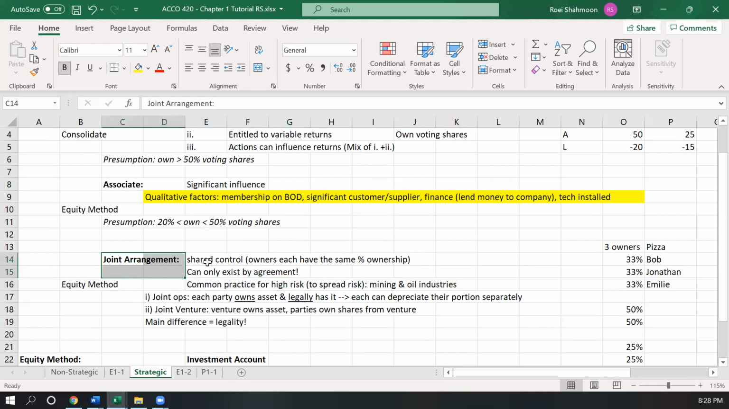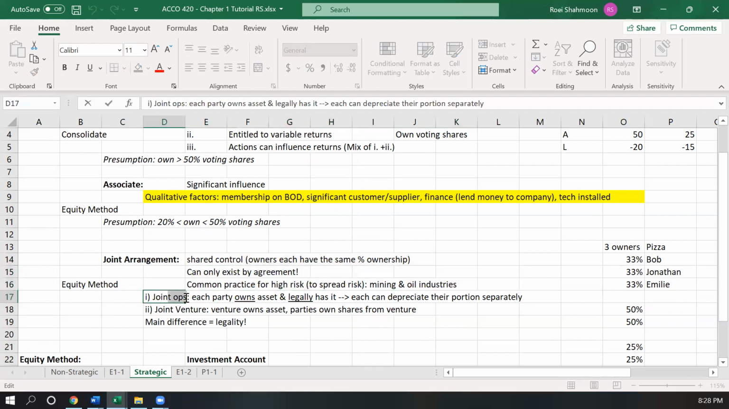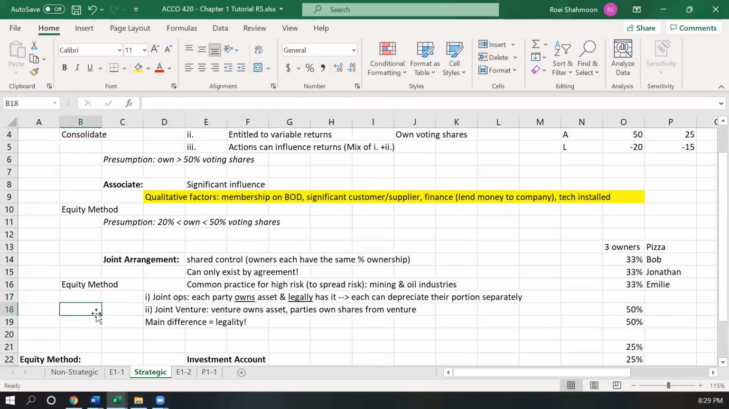Now, when you realize you have a joint arrangement because you see these factors in a case, your job is to tell the prof if it's a joint operation or a joint venture. This is the trick that I was talking about. They throw this every single year, again and again, and it's becoming so obvious at this point. ACCO420, you're going to get this as well, when you start to do those CPA classes. Now, let me tell you the biggest difference here between them.